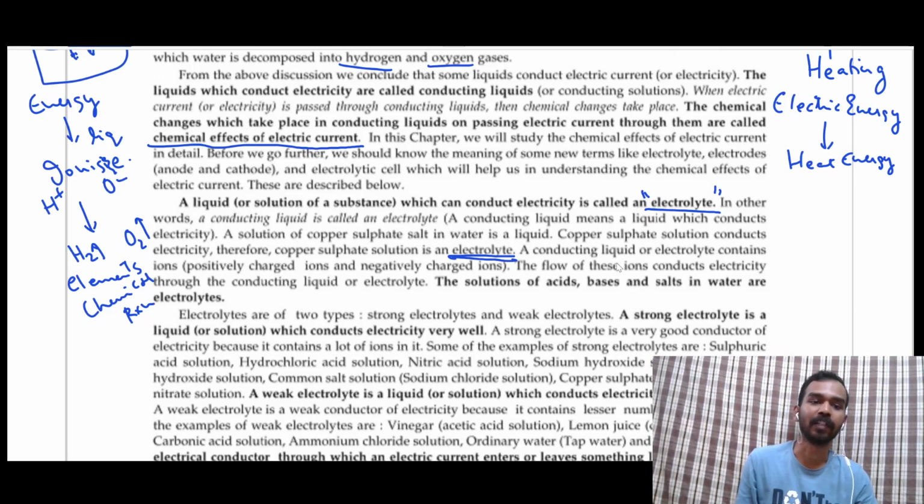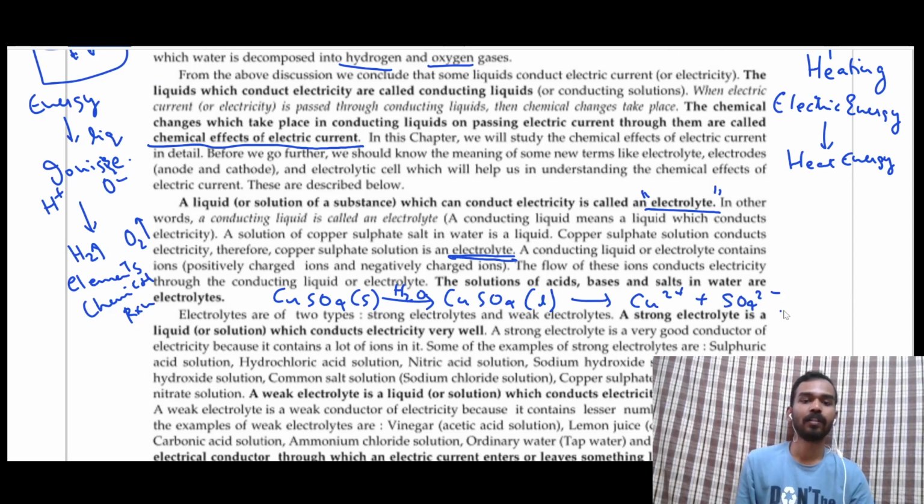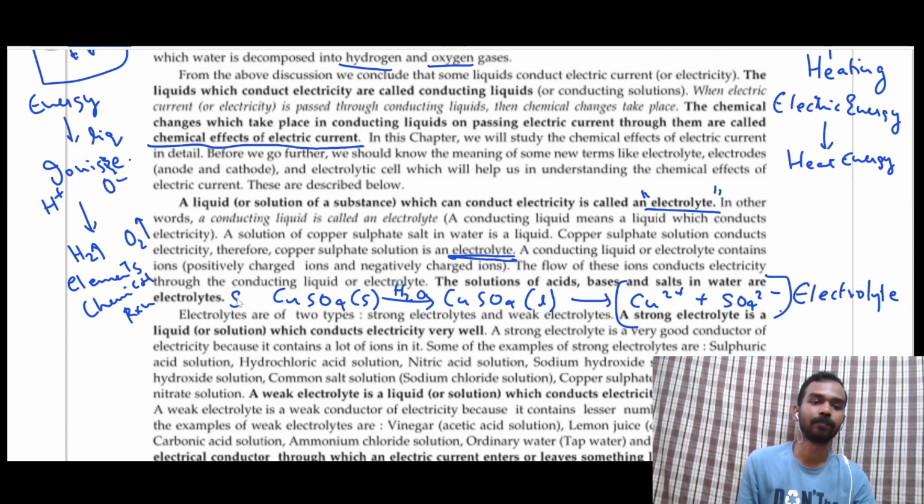So a conducting liquid contains ions, both positive and negatively charged ions. Okay. So in this case, I will write copper sulfate. You have powder. You dissolve it in water. So you form copper sulfate in liquid. Basically, it will dissociate to form copper ions and sulfate ions. So you have two ions. So this solution is the electrolyte. This is salt.